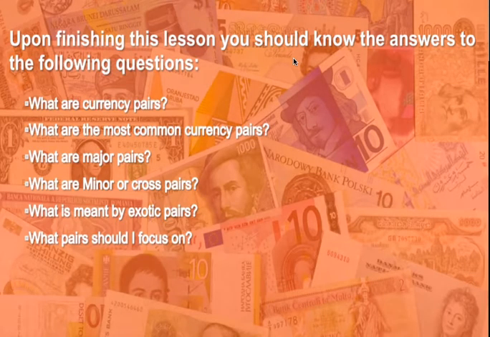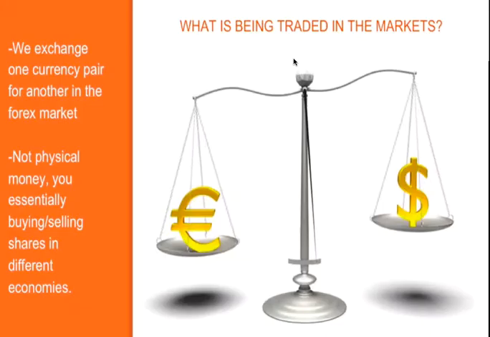Upon finishing this lesson, you will be able to answer the following questions. What are currency pairs? What are the most common currency pairs? What are the major pairs? What are minor and major crosses? What is meant by exotic pairs? What pairs you should focus on? These are the things you should be able to answer and explain at the end of this video. So guys, come on with me, let's get on.